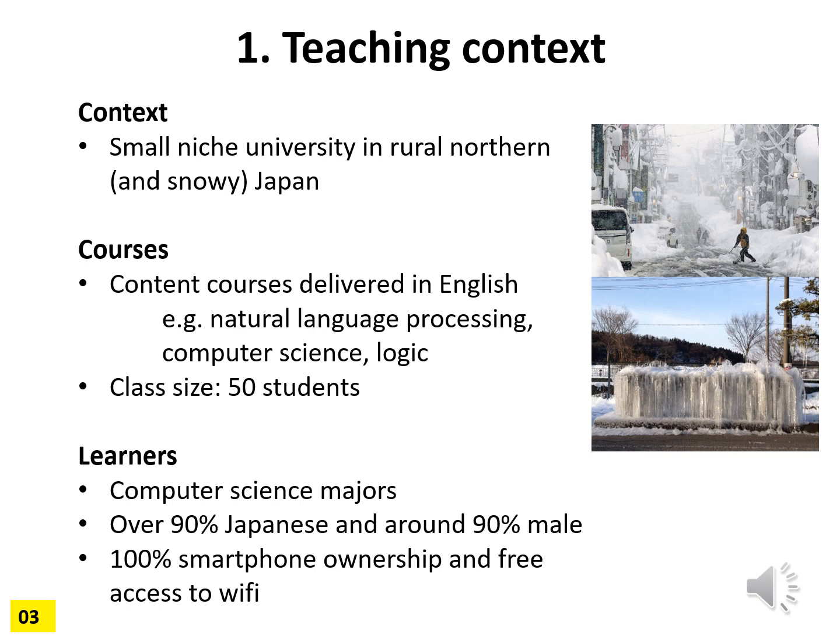The class size is reasonably large with 50 students. The learners are all computer science majors. 90% are Japanese and 90% are male. Everybody owns a smartphone and there's free access to Wi-Fi on campus and in the university dorms.